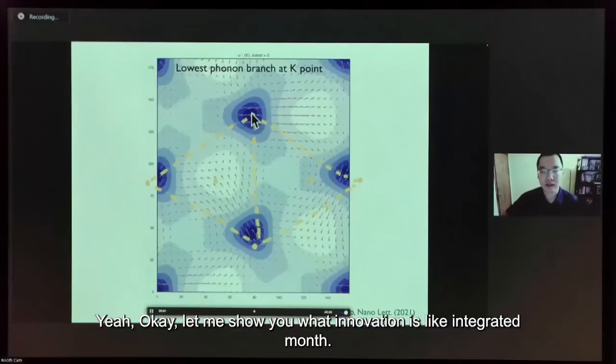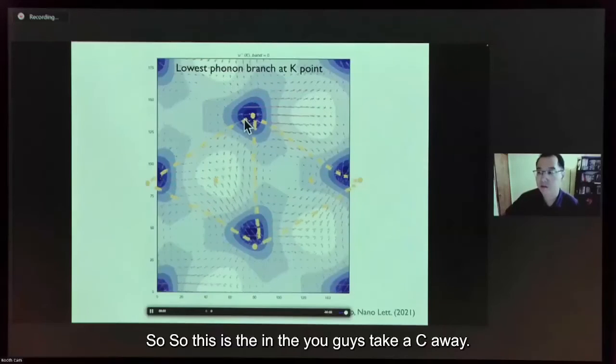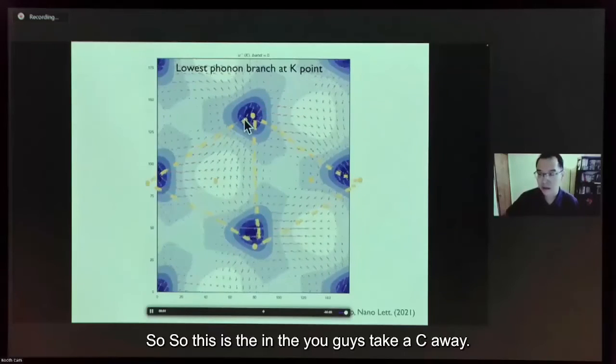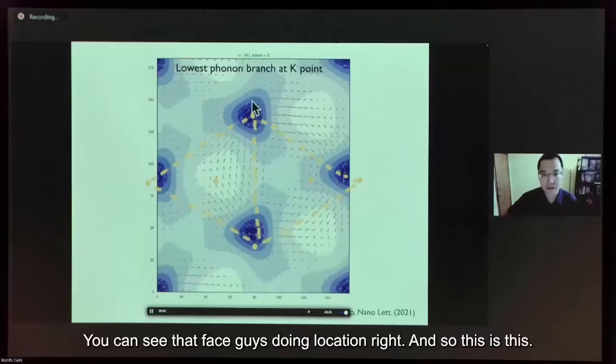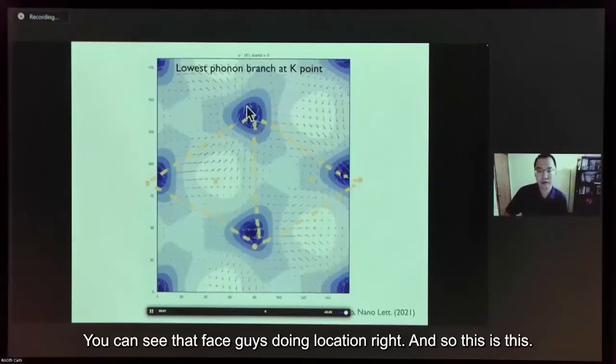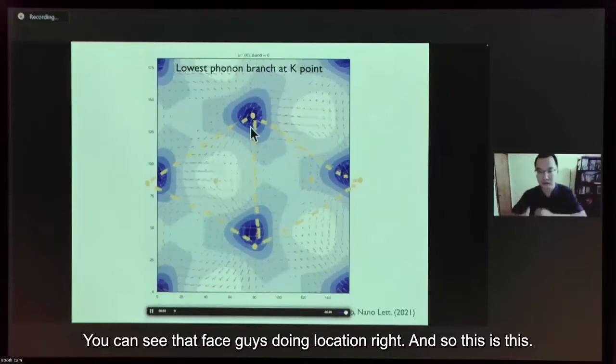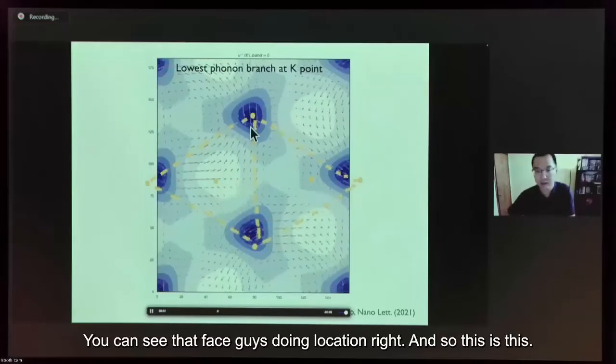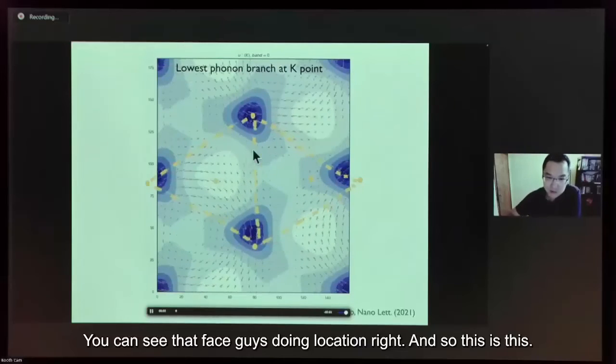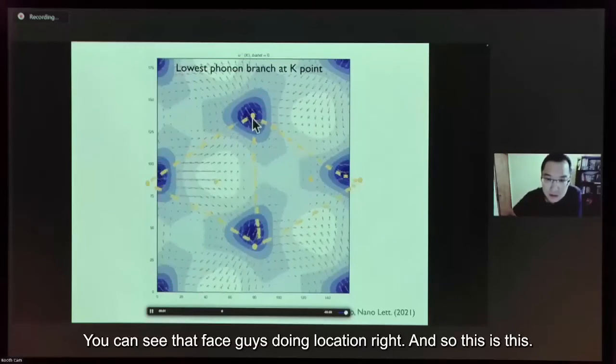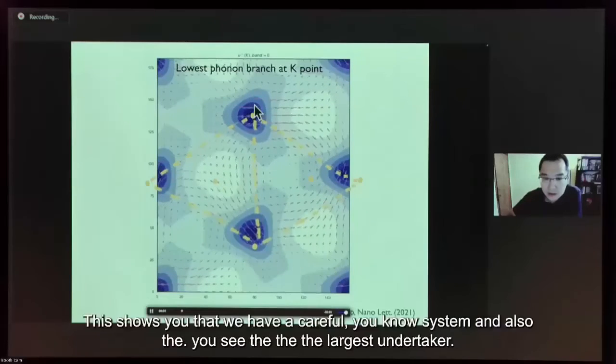So this red arrow here is the displacement field in the elastic theory. You can see that this is doing rotation, right? And so this shows you that we have chiral phonons in the system. Also, if you pay attention, there's an interesting picture. You can see that this is the high energy stacking point. You see the largest amplitude.